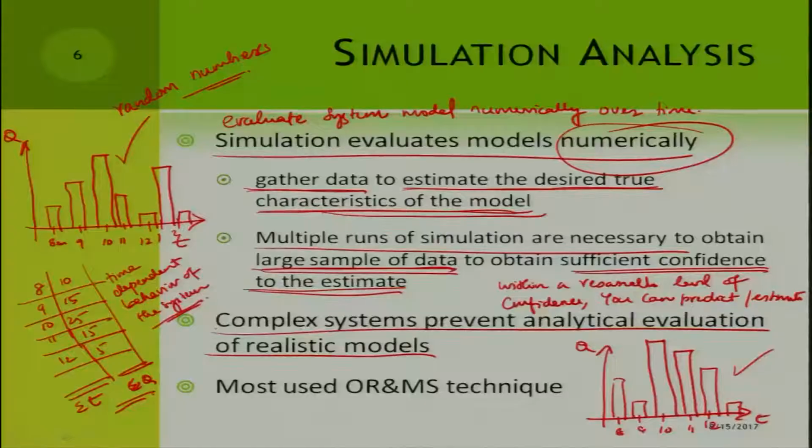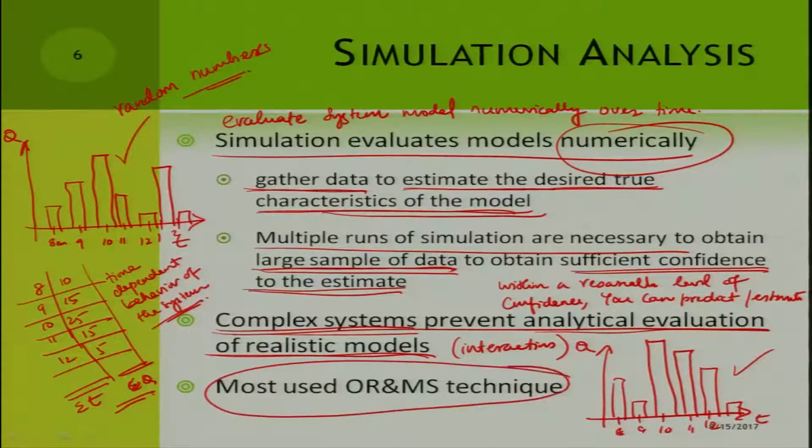So, that type of a phenomenon to be studied can require simulation rather than the analytic model, because the complex system has so many complexities. The major complexity are the different interactions back and forth, which are important to study and cannot really be studied through an analytical evaluation. So, that is the reason why simulation is heavily used, and it is also one of the most heavily used OR tools or techniques. It provides you a really good way of studying complex systems.